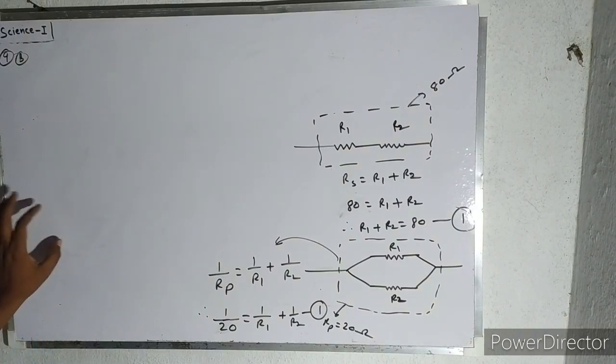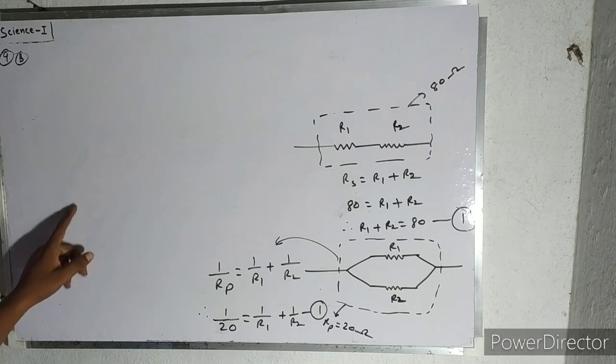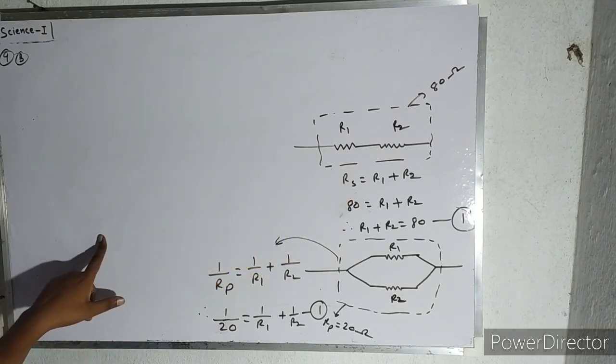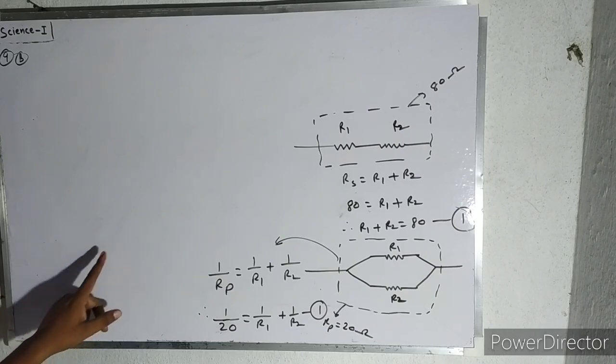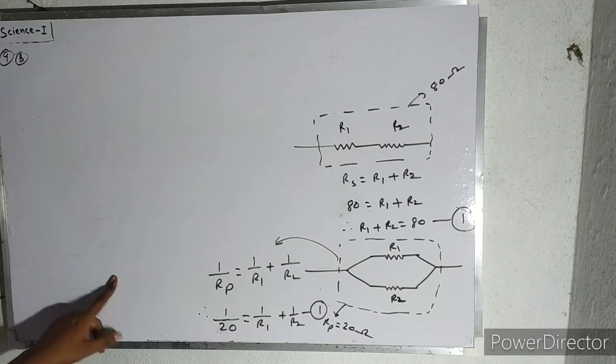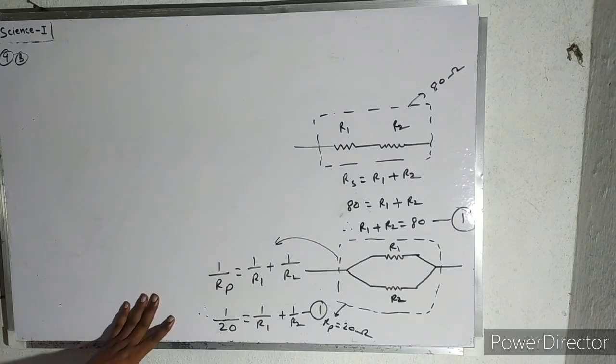Formula used, we will write formula used. Rs is equal to R1 plus R2. That is the first formula, and the second formula you will use is 1 upon Rp is equal to 1 upon R1 plus 1 upon R2. These formulas you have to use.